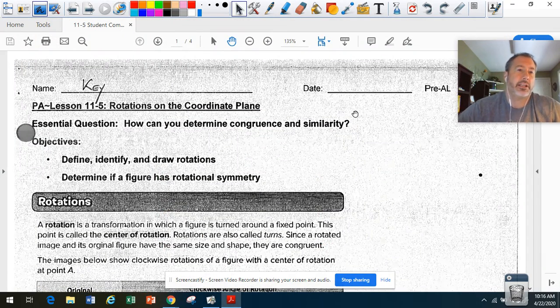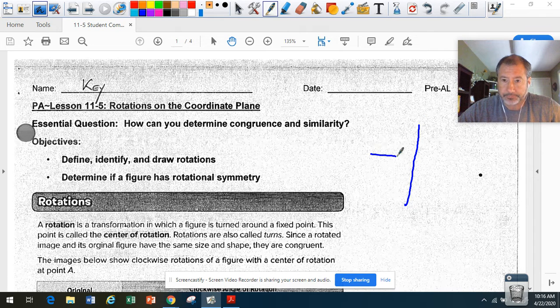Okay, now we're dealing with rotations on the coordinate plane, which means we're taking some type of shape, some type of an object, and we're rotating it either clockwise or counterclockwise on the coordinate plane. Now remember, coordinate plane right here. Okay, we've got our y-axis here. We got our x-axis here. We have our origin right here in the middle. You're going to need to know where the origin's at because sometimes we'll be rotating around that origin there. Okay, now remember, clockwise, we're going this way. Okay, counterclockwise, we're going the opposite way.